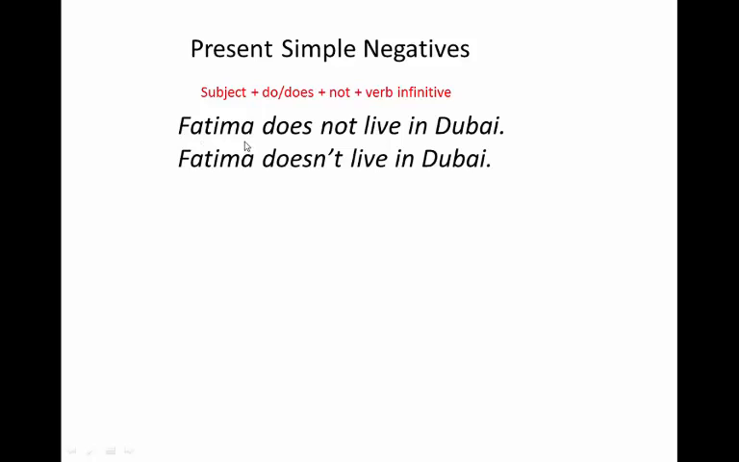Fatima, she, so we say Fatima lives. But in the negative we use the infinitive. The S is here in does. Fatima does not live in Dubai.